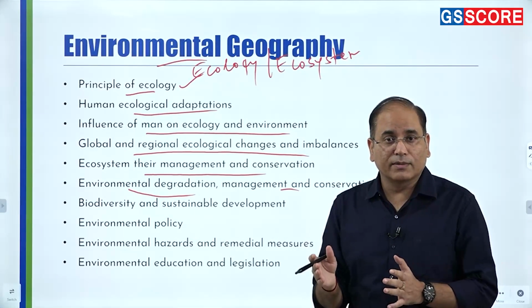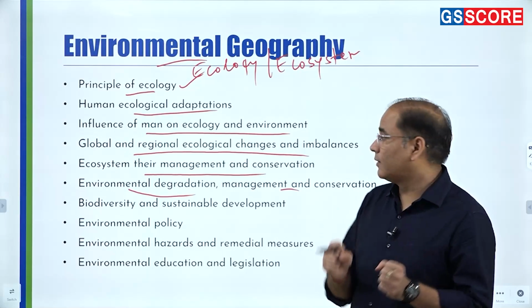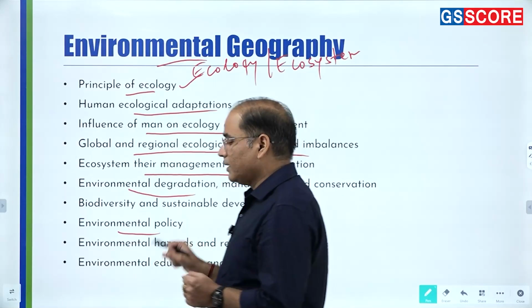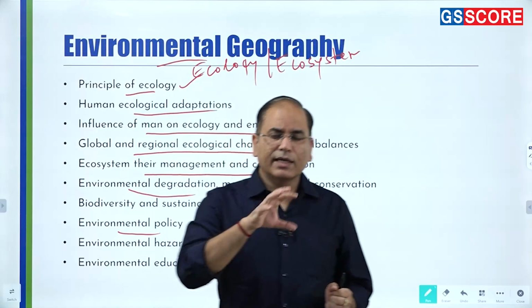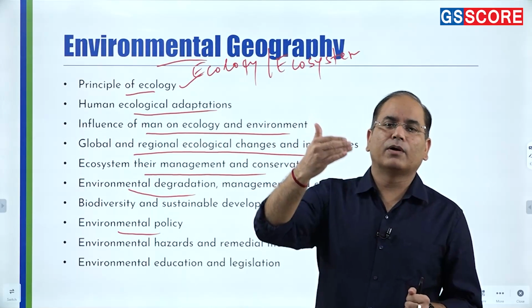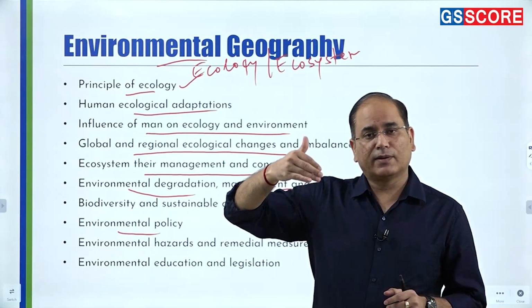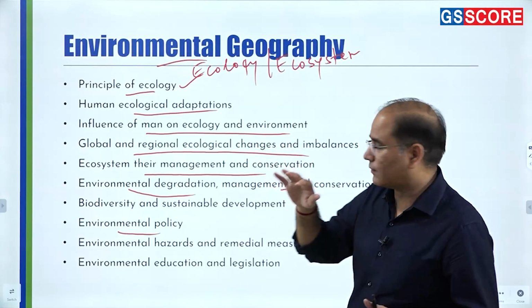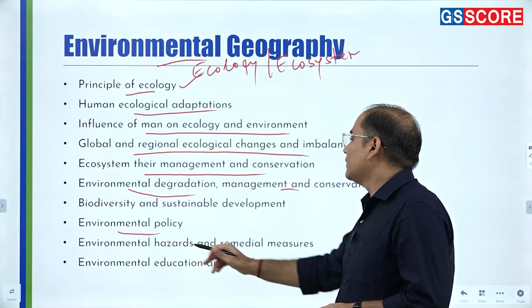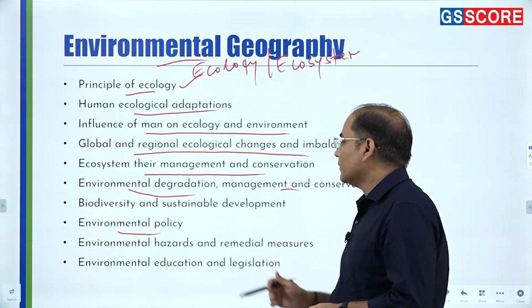Then we have biodiversity and sustainable development. What is biodiversity, what are the different components of biodiversity, what are the different types of biodiversity. Then we have the environmental policy. Here, the environmental policy includes some of the global policy and some of the policy that is being framed within the country. So environmental policy from the global perspective, environmental policy from the India perspective.